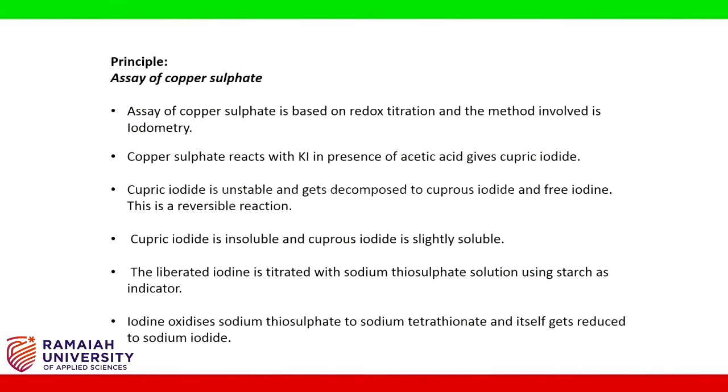Copper sulphate reacts with potassium iodide in the presence of acetic acid to give cupric iodide. Cupric iodide is unstable and gets decomposed to cuprous iodide and free iodine. This is a reversible reaction. Cupric iodide is insoluble and cuprous iodide is slightly soluble.